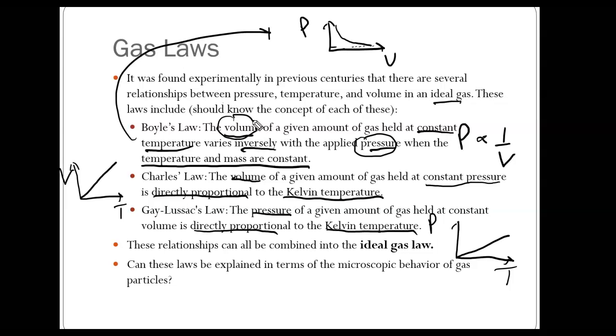Boyle's law says that the volume of a gas held at constant temperature varies inversely with the applied pressure when the temperature and mass are constant. So in other words, bigger volume means less pressure.